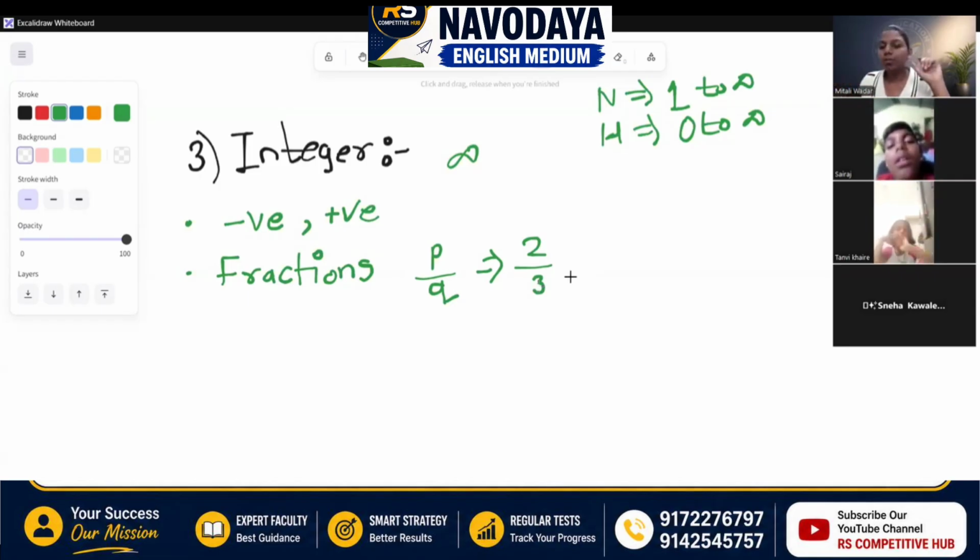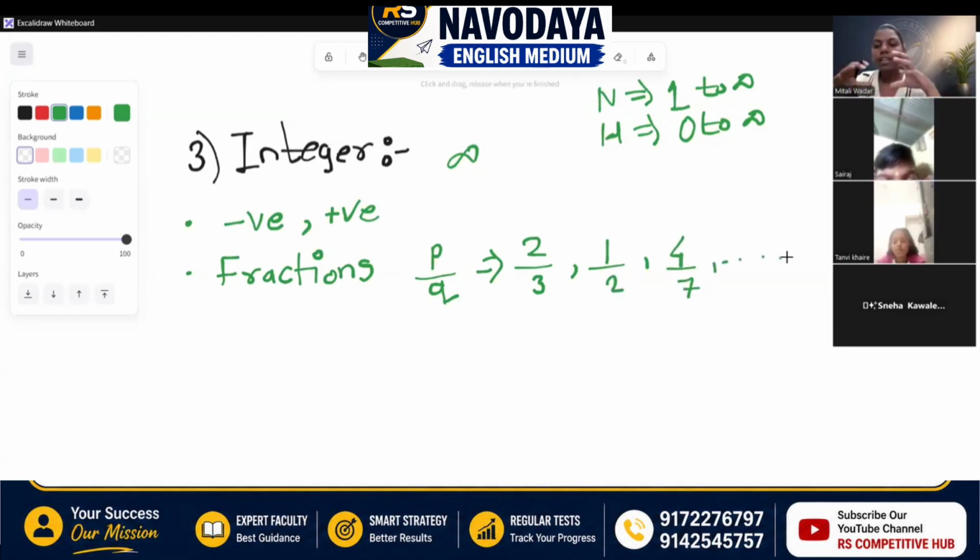Can you give me another example of a fraction, if you know? Any fraction? 1 by 2. Yes. And 4 by 7, 4 divided by 7. Right? Like this, any kind of fraction will be there. Any term in the form p divided by q, like 2 divided by 3, 1 divided by 2, 4 divided by 7, these kinds of numbers are not listed in the integers. Integers only have the negative part and positive part, meaning negative numbers and positive numbers.